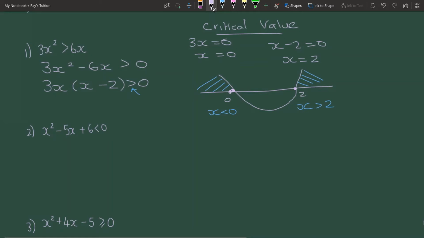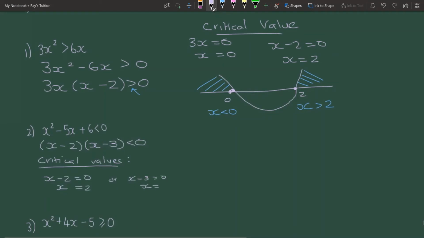In this one, we've already got one side equal to 0, so we're going to factorize. The factors of 6 that give us minus 5 are x minus 2 times x minus 3. If you're not sure how to factorize, please watch our quadratic equations videos earlier. So then that is less than 0. We would then like to find our critical values. That is when x minus 2 is equal to 0, so x is equal to 2, or x minus 3 is equal to 0, so x is equal to 3.